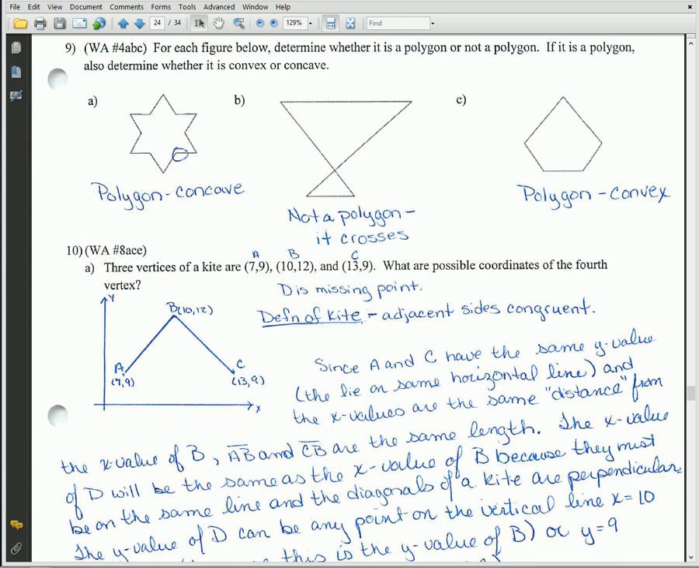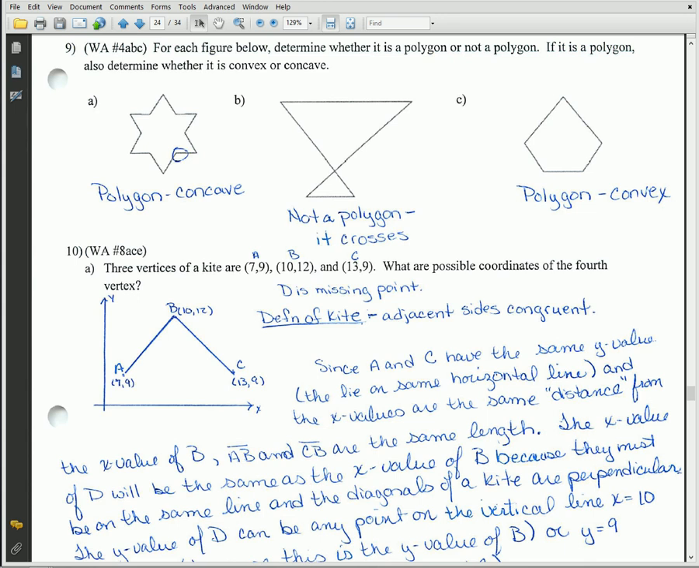Next, for each of the figures below, determine whether it is a polygon or not a polygon. Remember that a polygon has line segments. All of those have line segments. Next is that it has to be a simple closed curve to be a polygon. So they're all closed, but part B is not simple because it crosses itself.